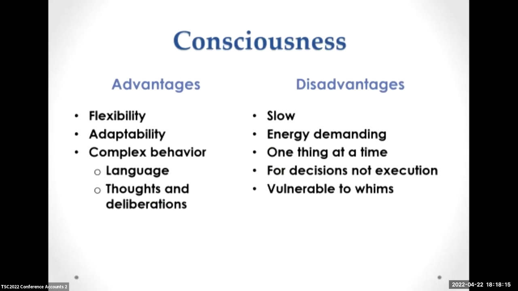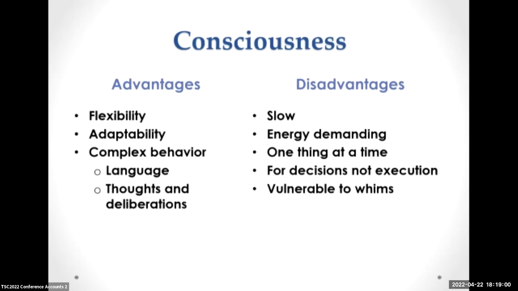It can give you flexible and adaptable behavior strategies, and also it can cause very complex behavior, like in humans with complex language and thoughts and deliberations. But there are also very obvious disadvantages of introducing this kind of strategy for making decisions. It's very slow compared to non-conscious strategies, extremely slow. It's very energy demanding, which means it's restricted to certain types of decision making. Most of what goes on in even the human brain is non-conscious. And it can only focus on one thing at a time.